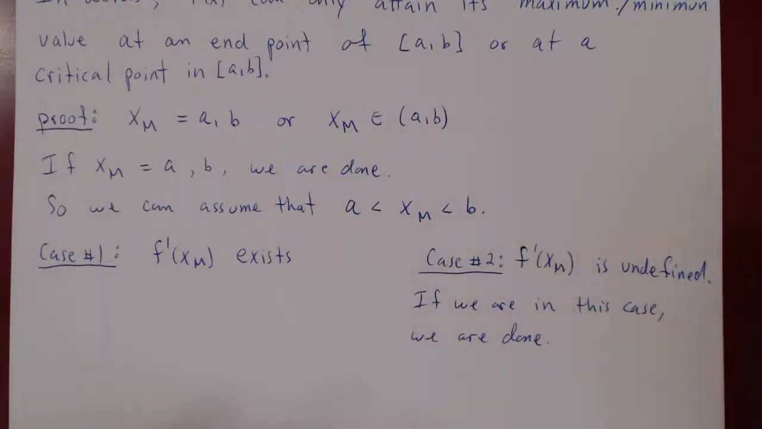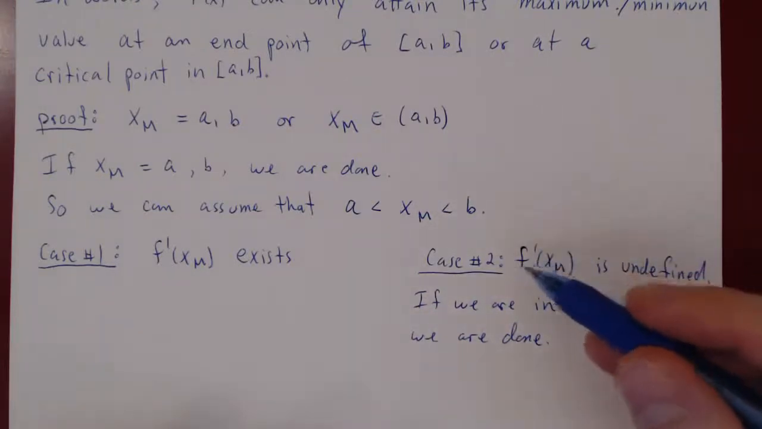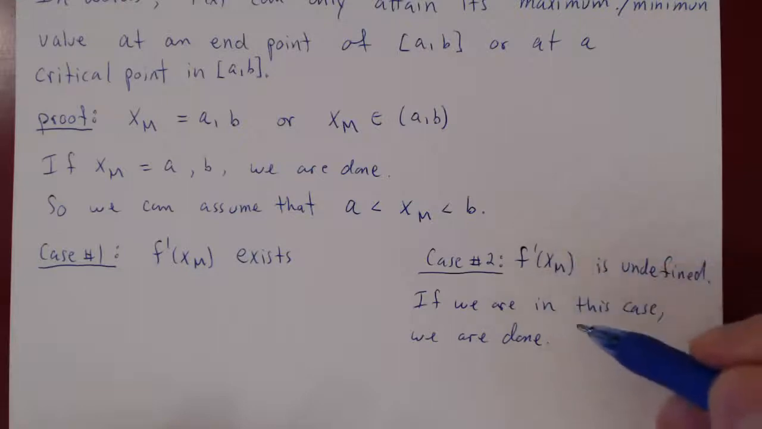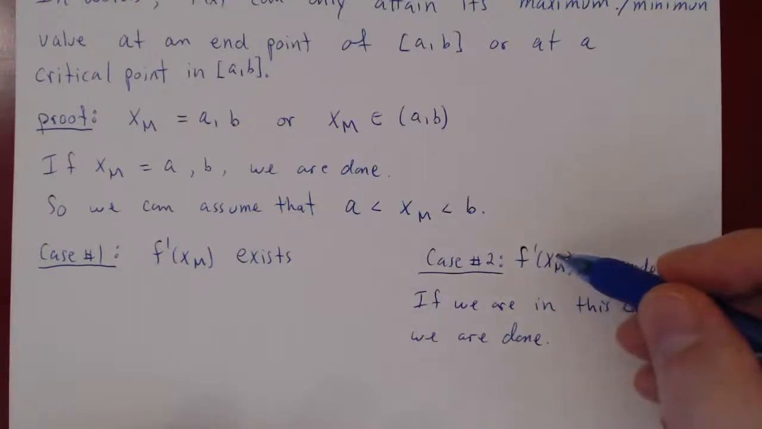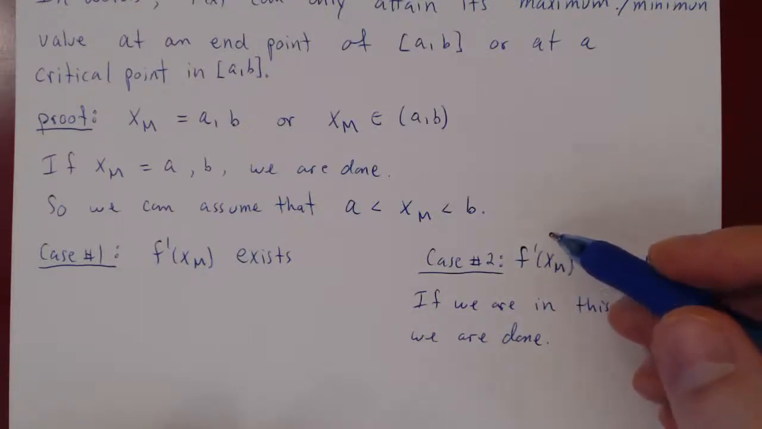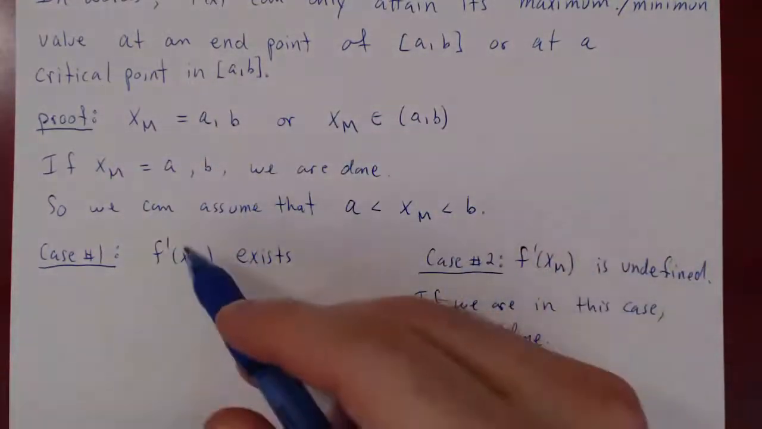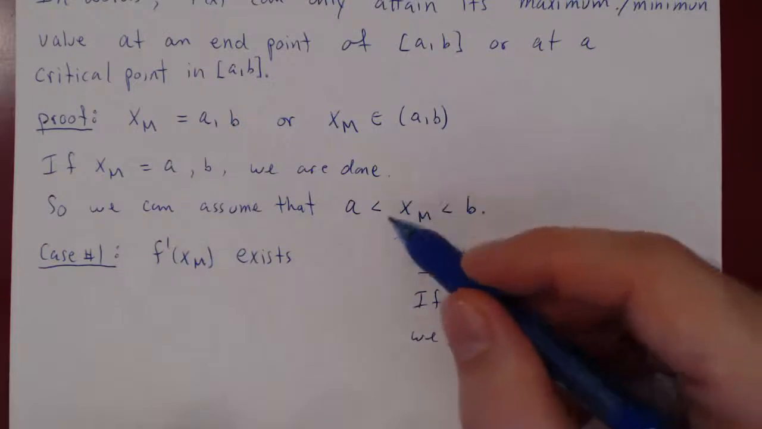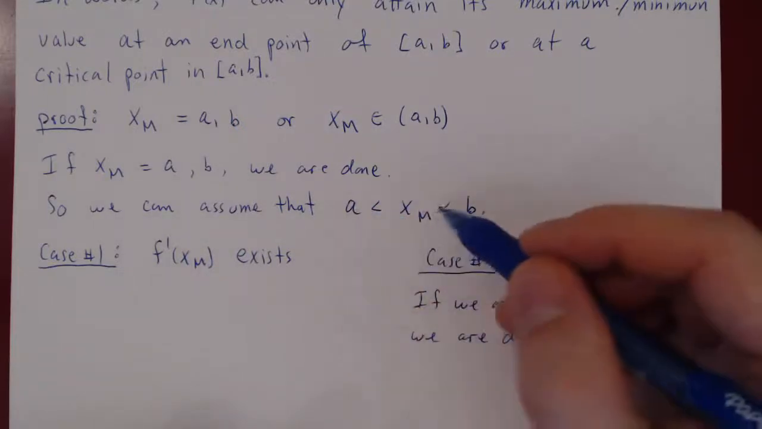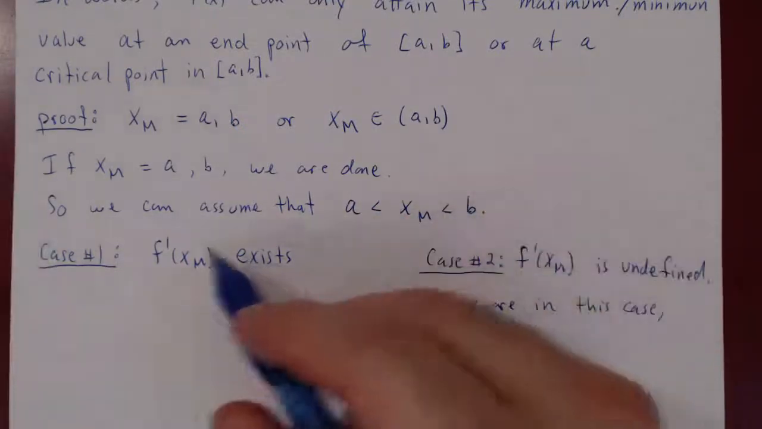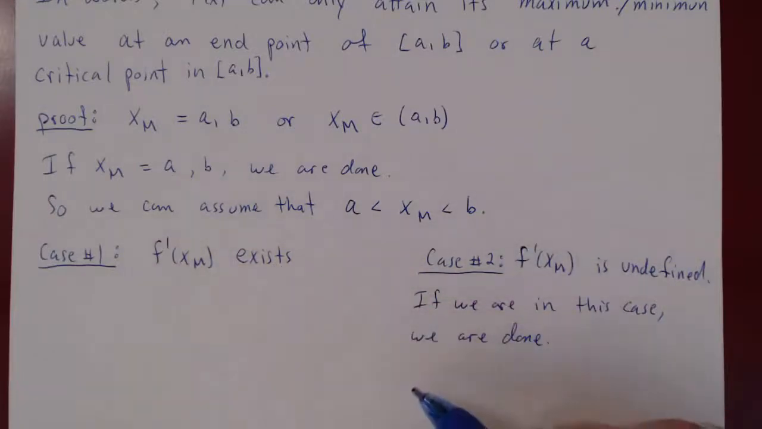So if the derivative at our absolute maximum is undefined, by definition, xm is a critical point, which is part of our conclusion. So the only case left over is, what if the absolute maximum is an interior point of the interval and the derivative at this point does exist?